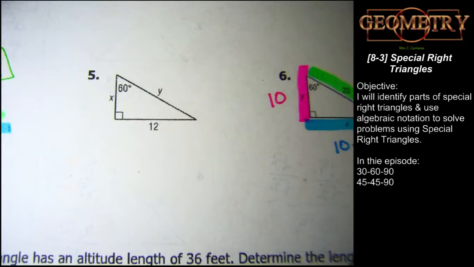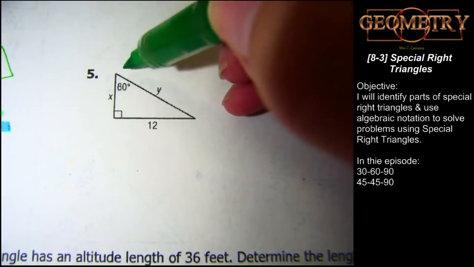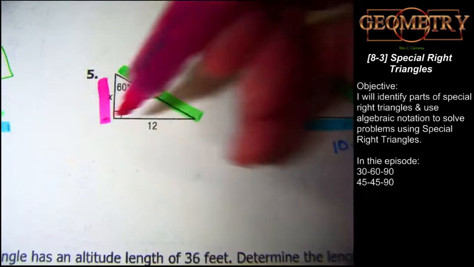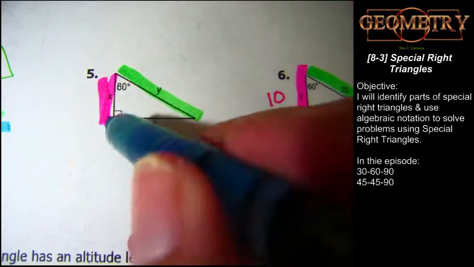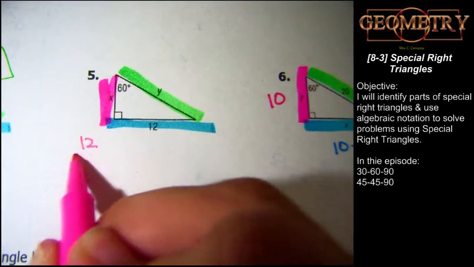Wait, let's make it one step more complicated. Do number 5. It looks super simple, right? It's just a whole number. Deceptive. Here we go. Hypotenuse. Y. Short side. X. Long side, or big side, 12. To go from big leg to small leg, you divide by the square root of 3.